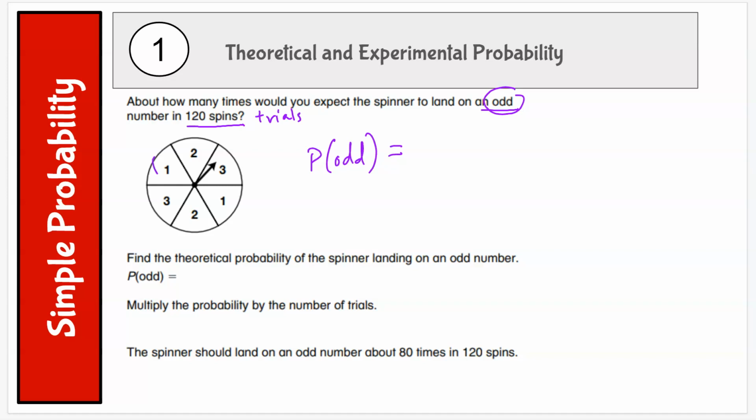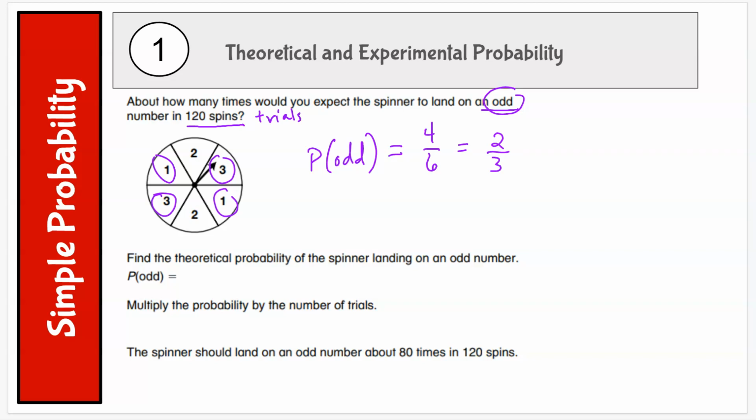That odd number is 1, 3, 1, 3. So just based on the spinner, I would say there are 4 out of 6 possible outcomes. So 2 out of 3 chances that happens.